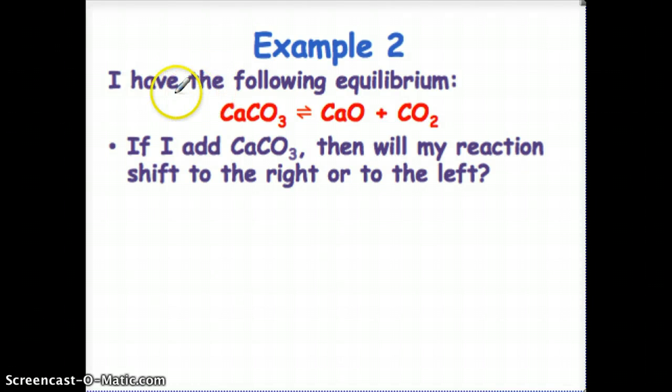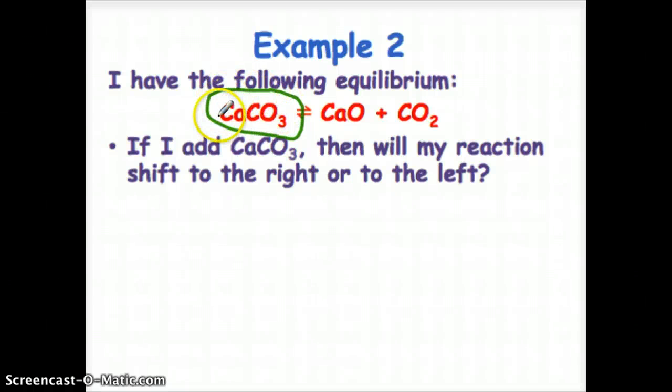Okay. Here's another example. Pause it after I'm done reading it. I have the following equilibrium. Calcium carbonate turns into calcium oxide and carbon dioxide. If I add calcium carbonate, so you're adding more of this right here, then will my reaction shift to the right or the left? So you're adding more and more reactants. Where is the reaction going to shift? Go ahead and pause this, answer it first in your head, and then press play to see what the answer is.